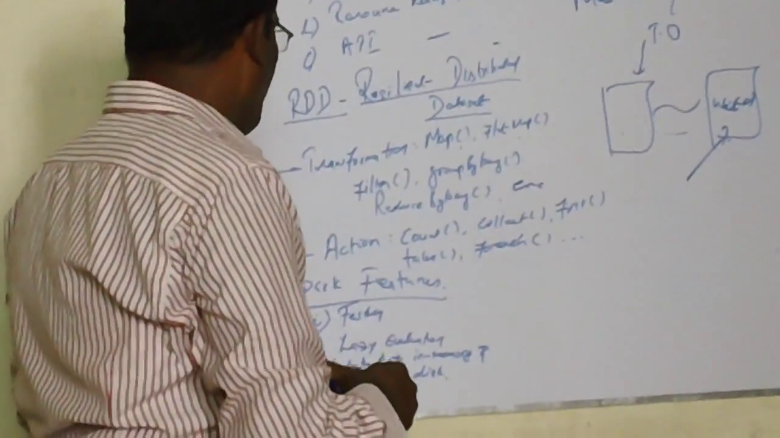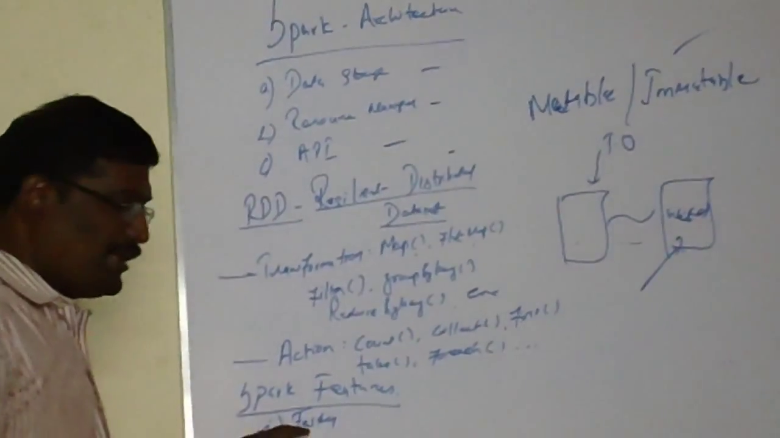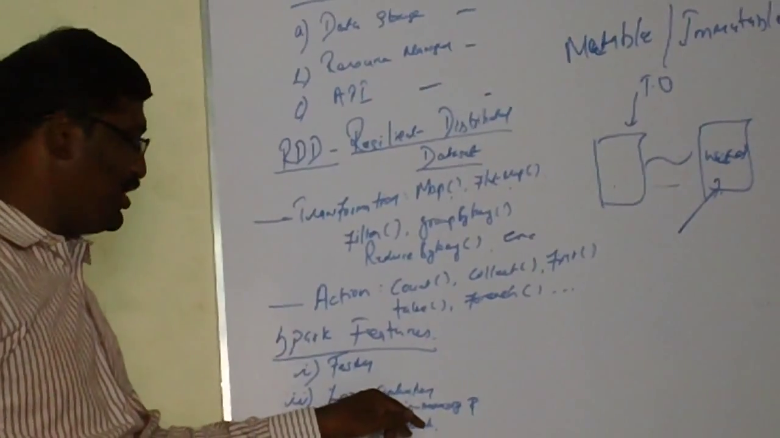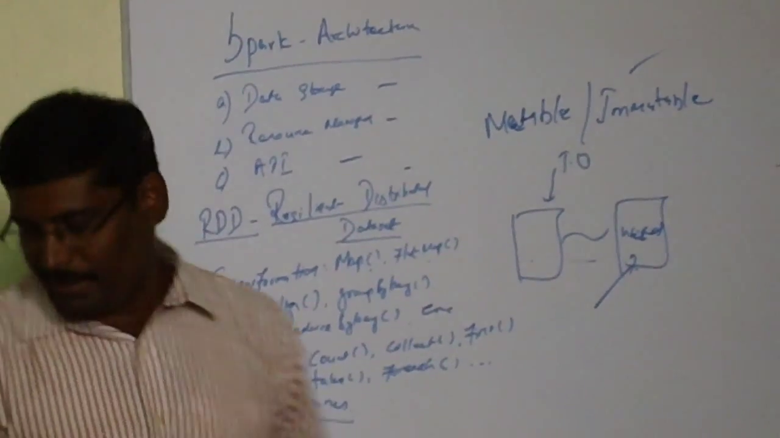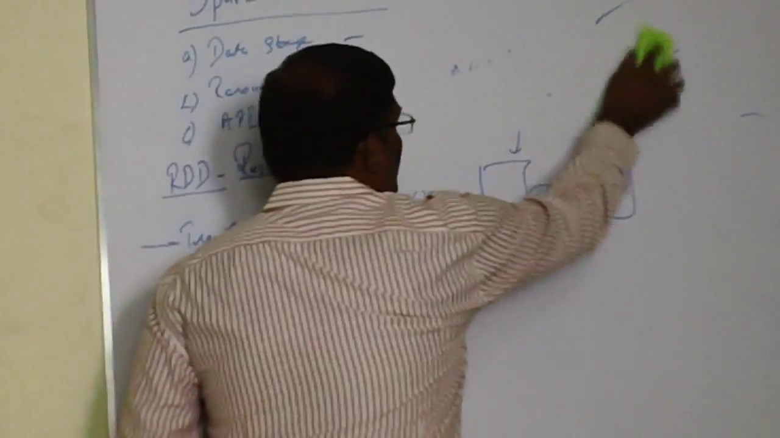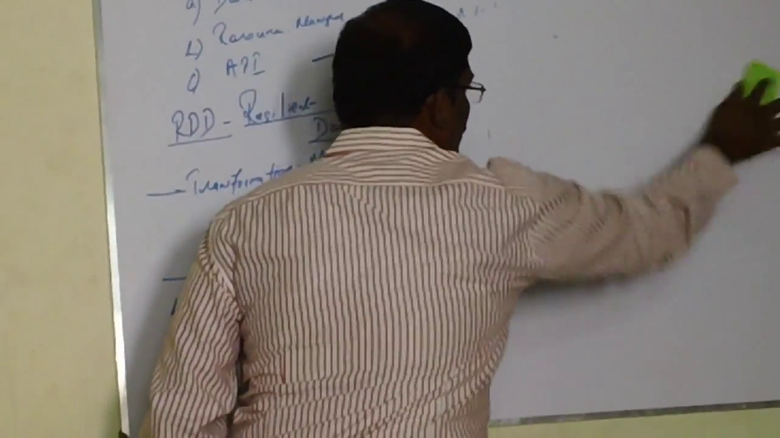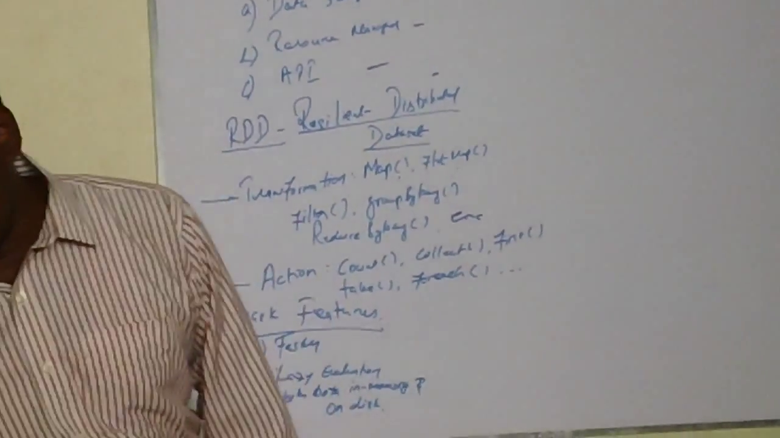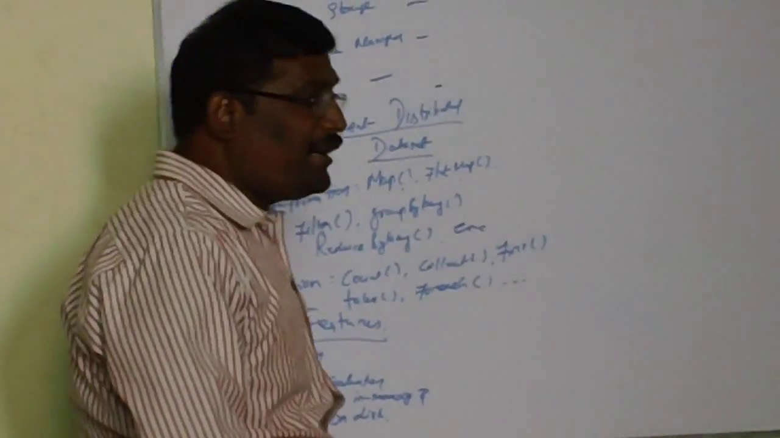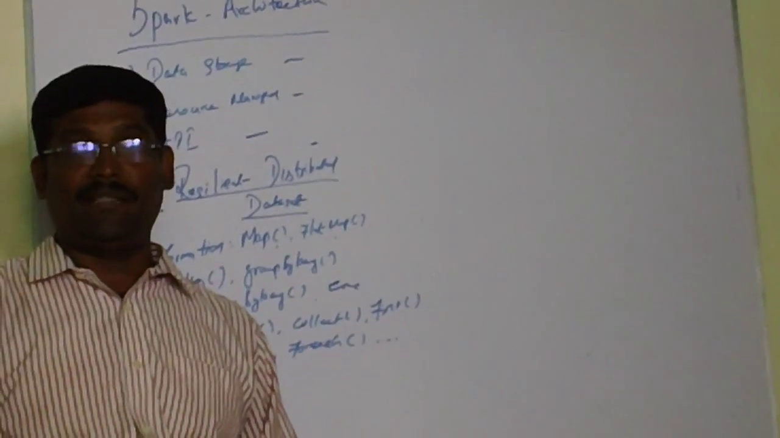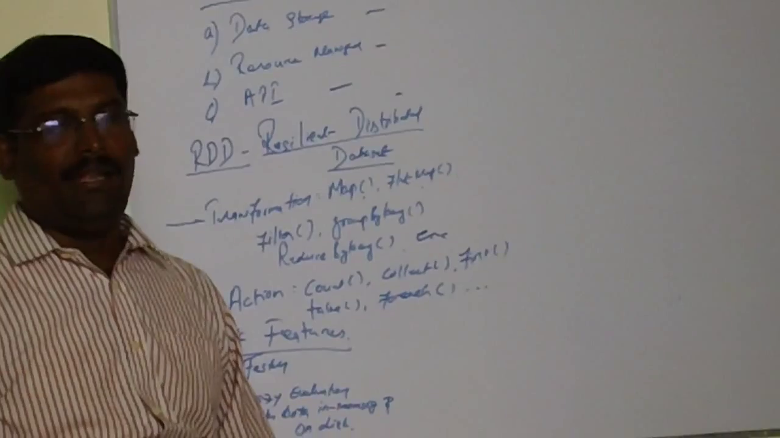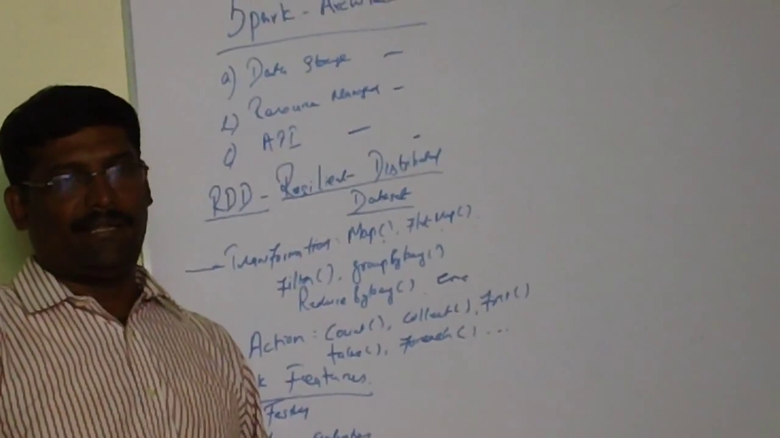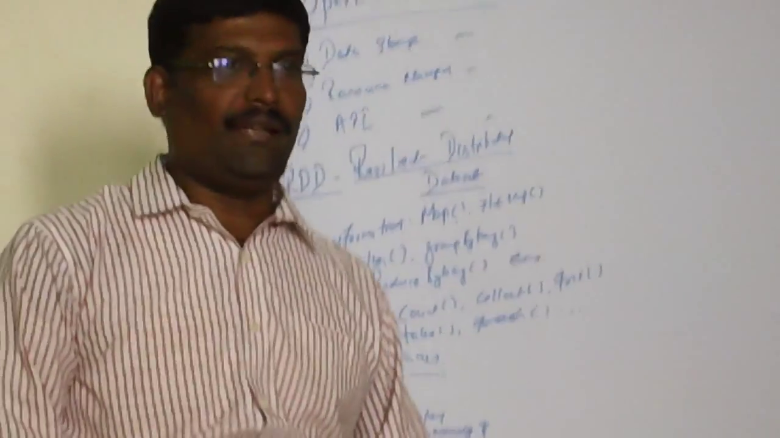Then we are going to look at Spark features. There are three features we are discussing now. One is speed, another one is lazy evaluation. The third one is that it works both in memory and on disk. For speed, because Spark works in memory, it stores the data in the memory of the cluster servers. It is very fast, faster than any other big data technology. It is up to 100 times faster when it is working only with memory. Even when it is working with disk, it is up to 10 times faster than any other big data analysis technology.